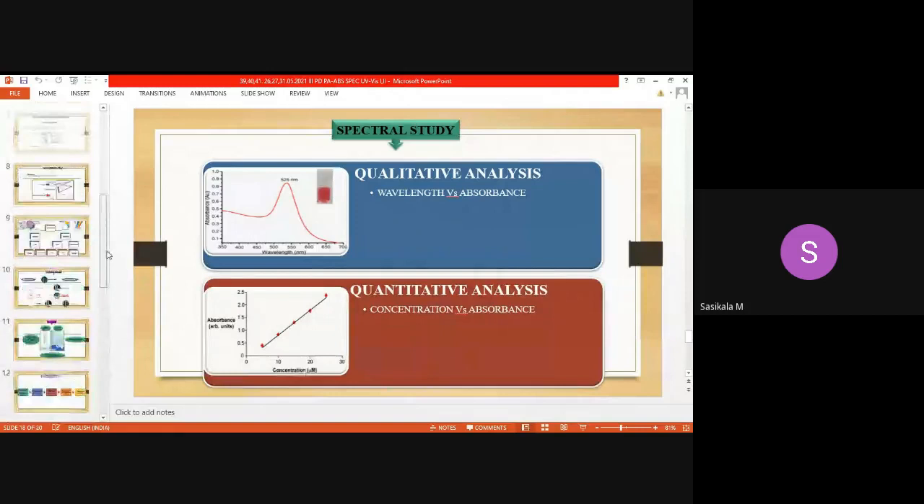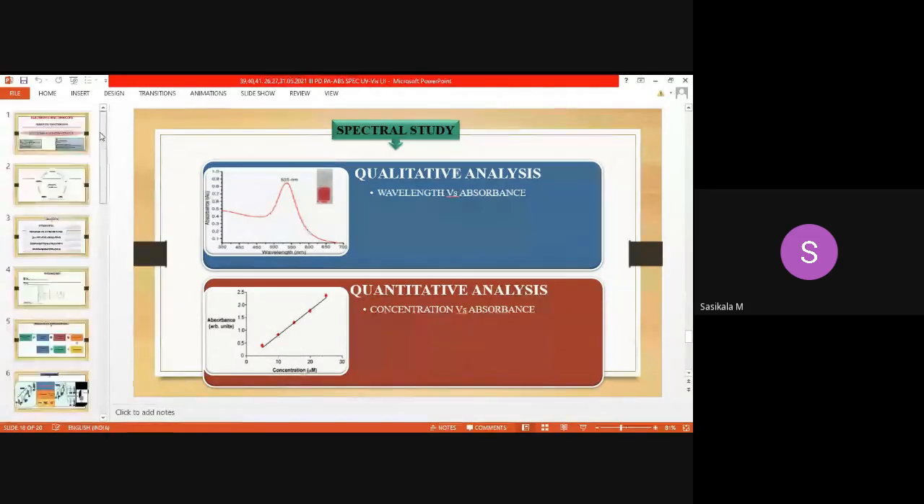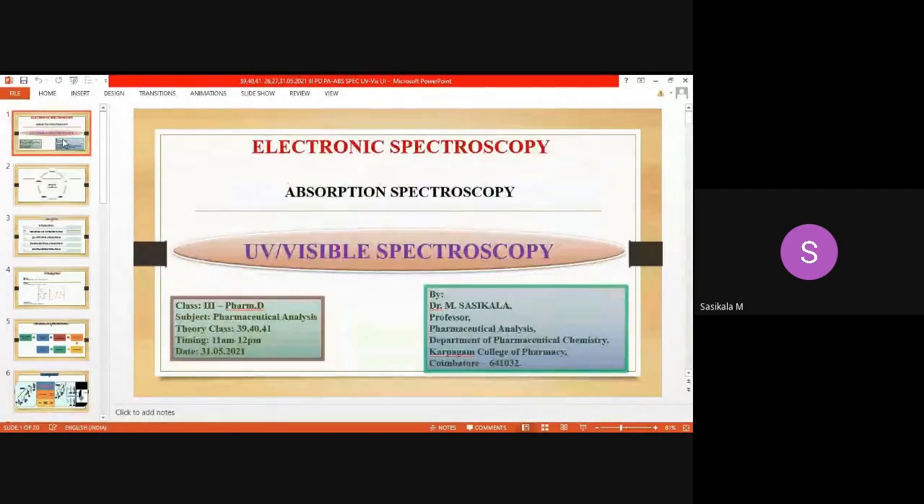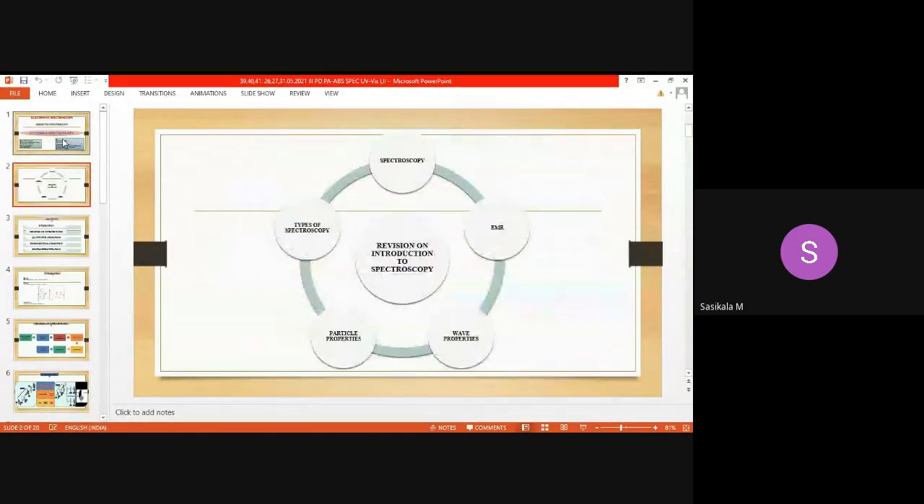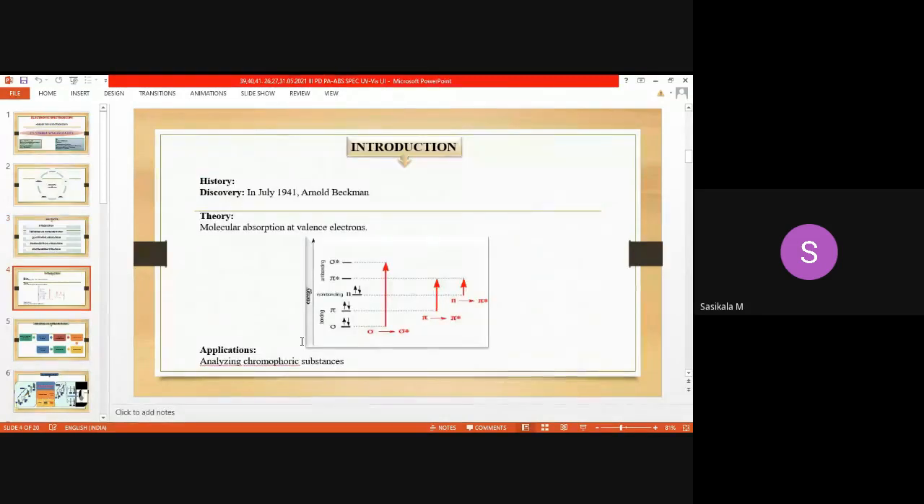So instrumental parts we have discussed for UV visible spectroscopy. In the last 3 classes we were discussing UV visible spectroscopy. We have seen the introduction of spectroscopy, then introduction, principle and instrumentation we have completed. In the next class we will be discussing applications and titrations, spectrometric titrations.